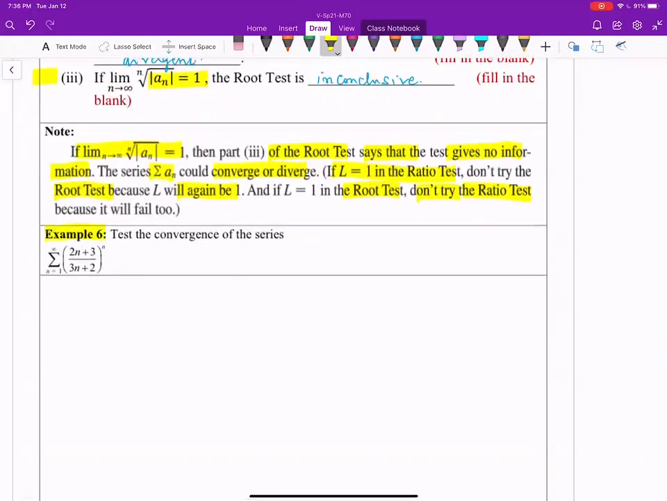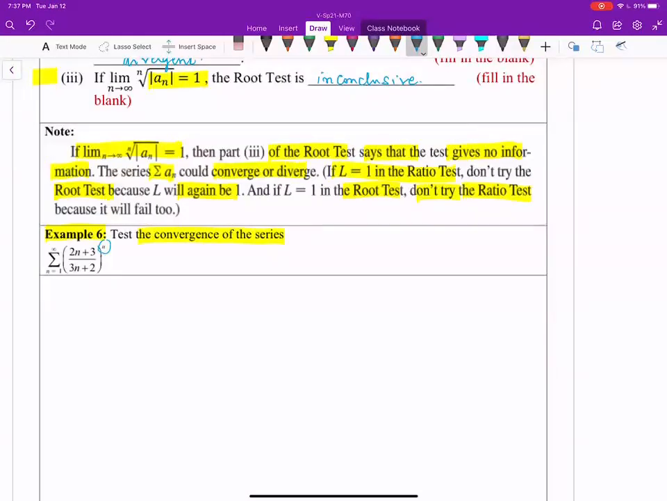So now example 6. Test the convergence of the series sigma n varying from 1 through infinity of (2n plus 3 over 3n plus 2) to the power n. We will apply the root test here because the indication to apply the root test is that the whole thing has the exponent n. So when you take the nth root, the power n and the nth root will cancel out. So that's the idea of the root test.